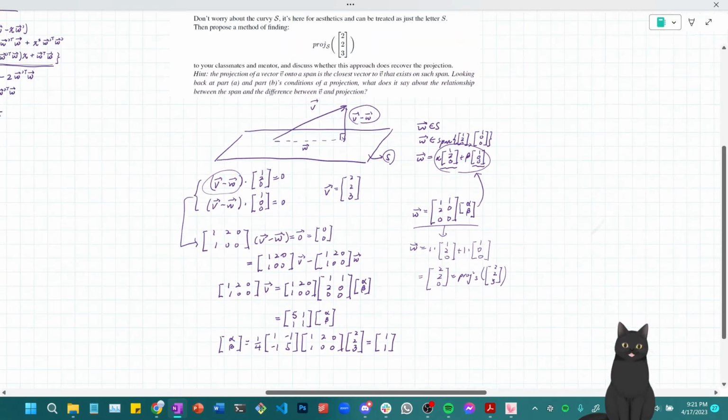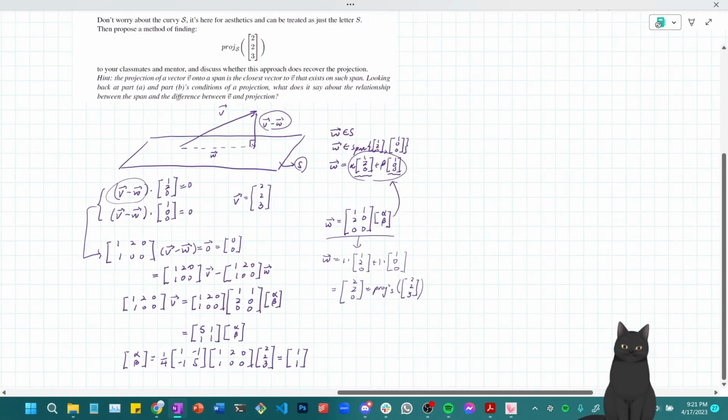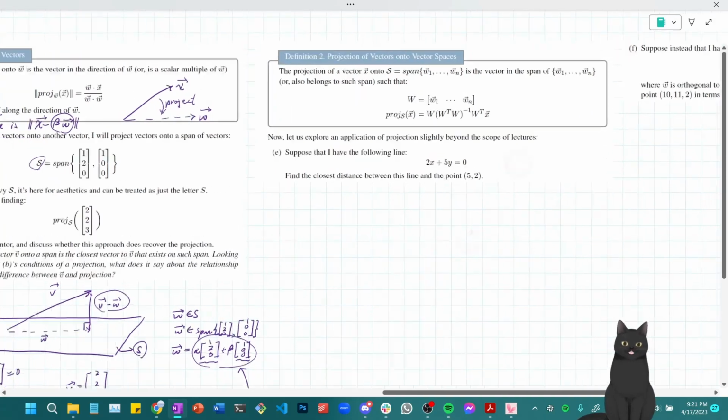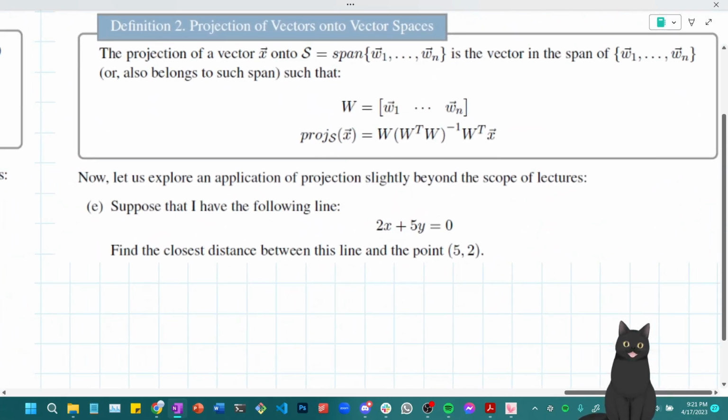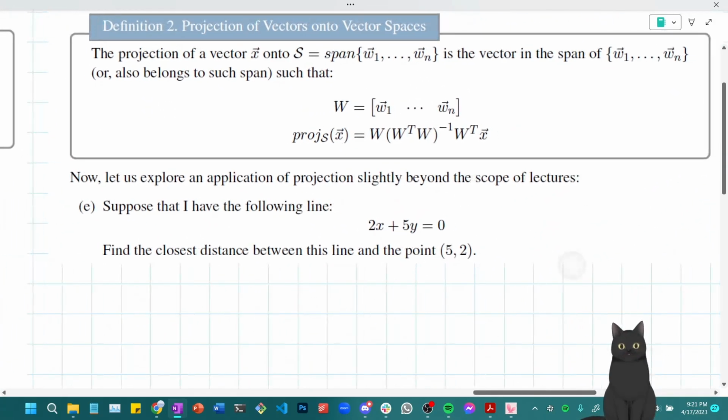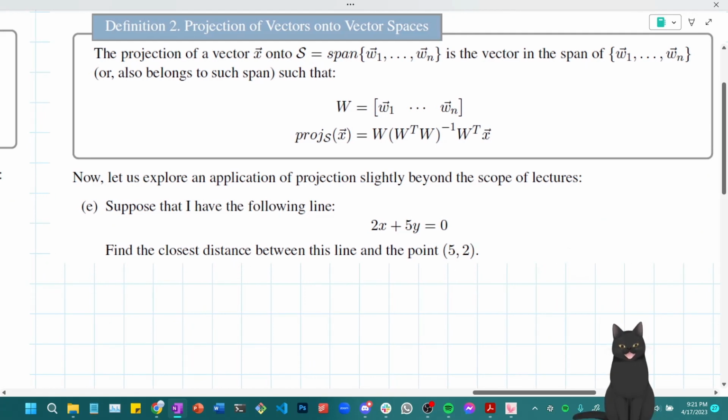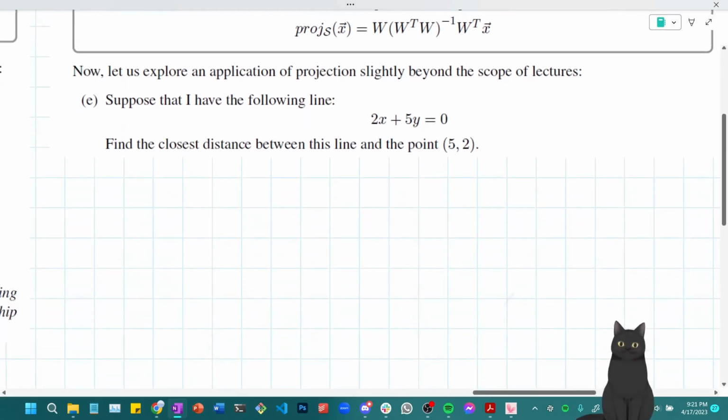Okay, that was quite a procedure. Let's move on to part E. So in the end, we also got another formula about how to project a vector onto a vector space, or onto a span. But unfortunately, that is not really related with the next part of the question, which is part E.